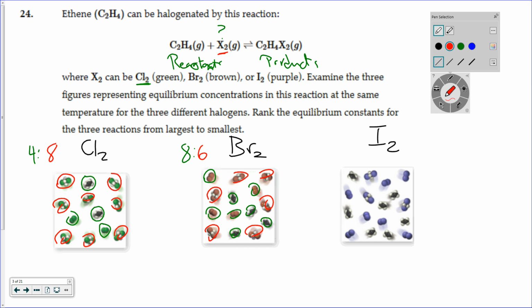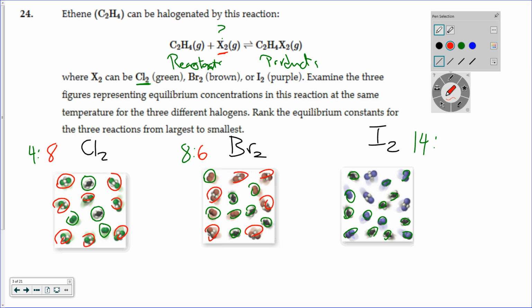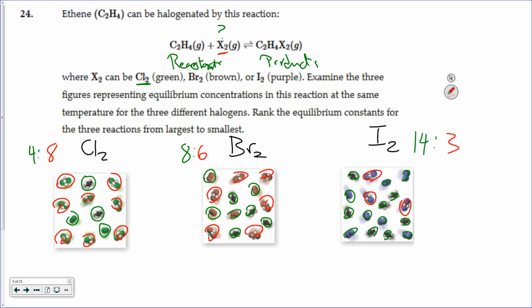Okay, so I'm going to do a similar thing for the last one. So the number of reactant molecules, 1, 2, 3, 4, 5, 6, 7, 8, 9, 10, 11, 12, 13, 14. It's 14 reactant molecules. The number of product molecules is 1, 2, 3. I guess it's 3. All right, so it wants us to rank now the equilibrium constants from largest to smallest.